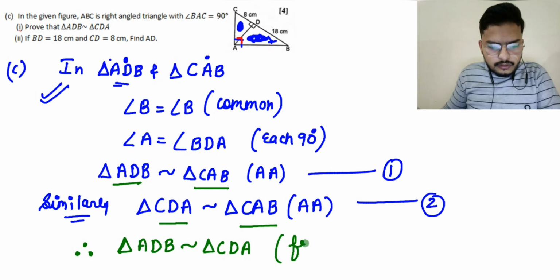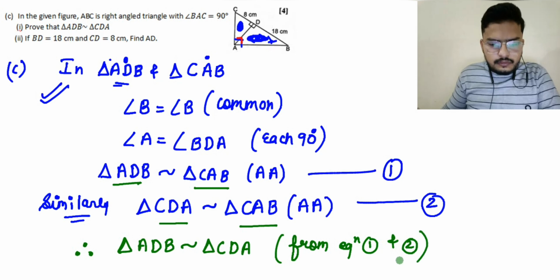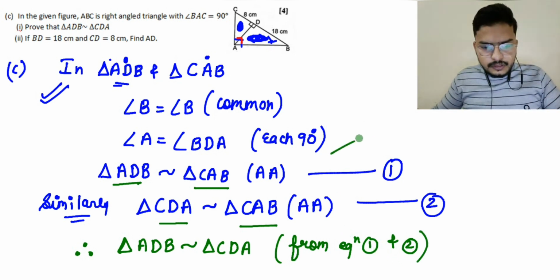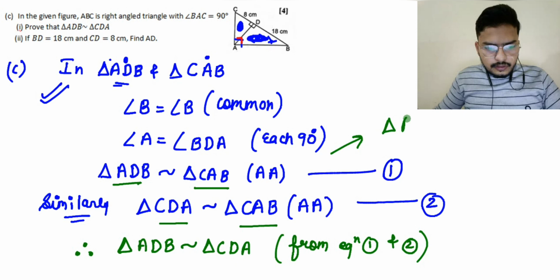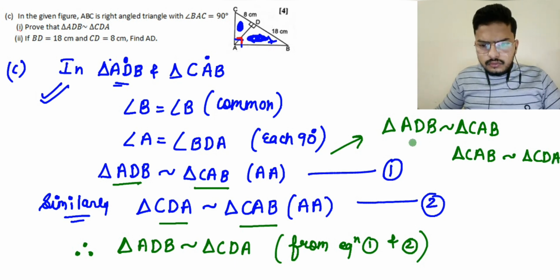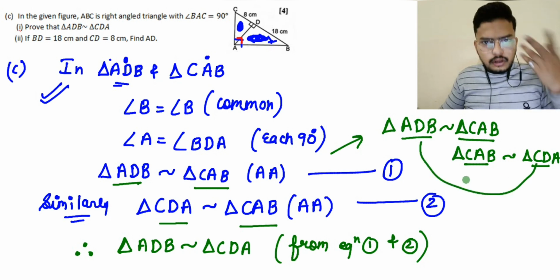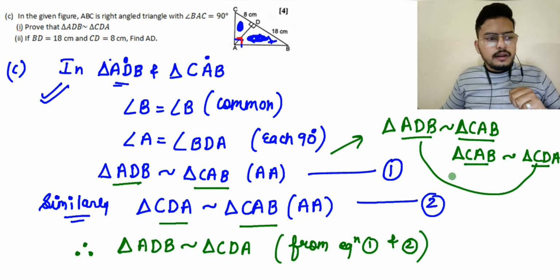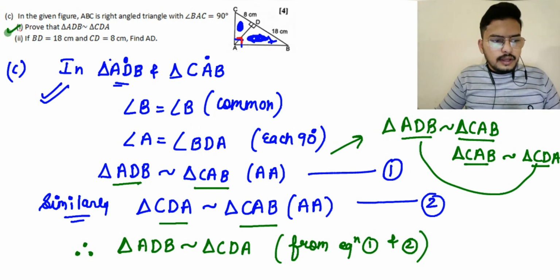That is from equation 1 and 2, right? How? Once again I am telling you this. Triangle ADB is similar to triangle CAB, and from the second equation, triangle CAB is similar to triangle CDA. So because this triangle is similar to this, which is similar to this, these two triangles are also going to be similar, right? So from here we can prove the first part like this.